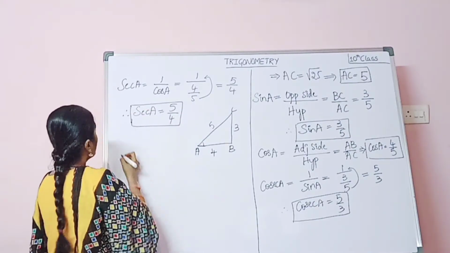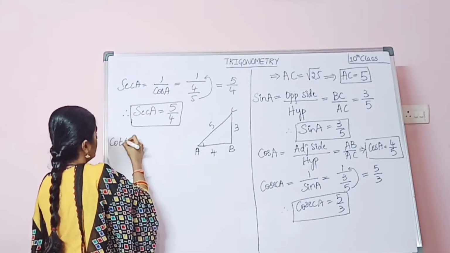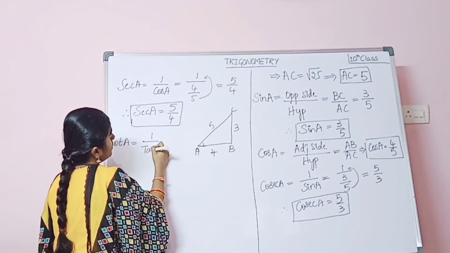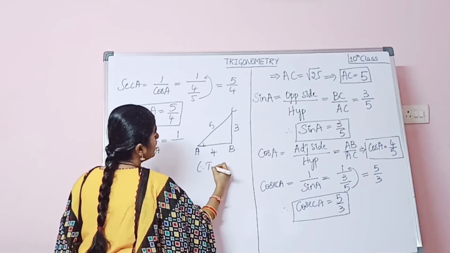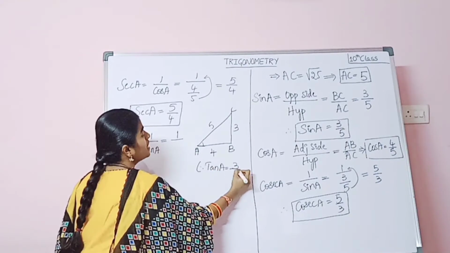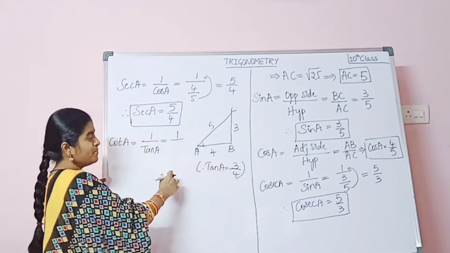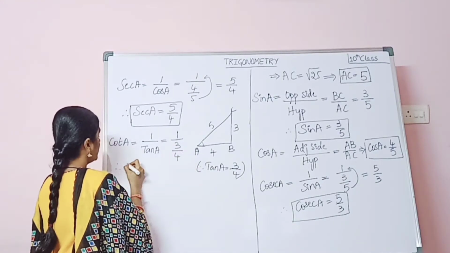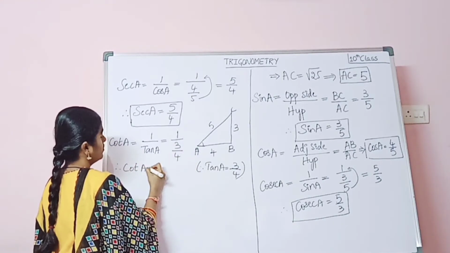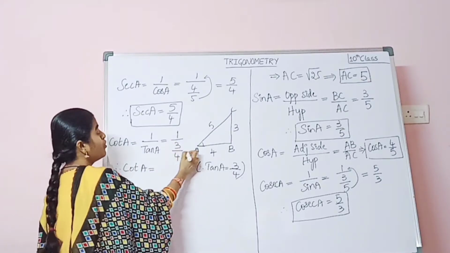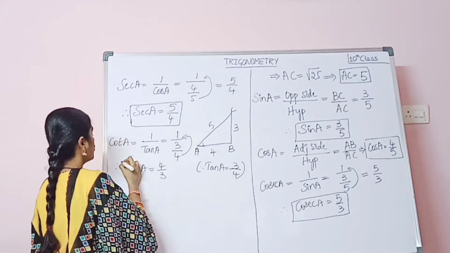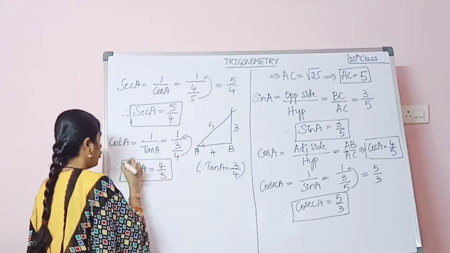Now cot A. What is the formula for cot A? Cot A equals 1 by tan A. Since tan A equals 3/4, what is the value of tan A? 3/4. Therefore cot A equals, this 4 goes upside, so 4/3. Therefore cot A equals 4/3.